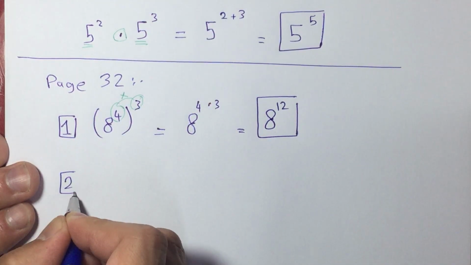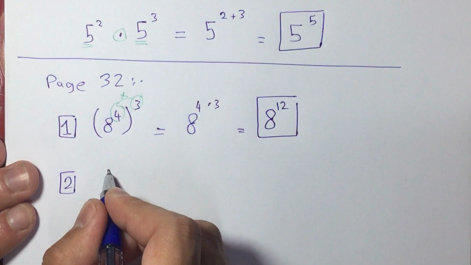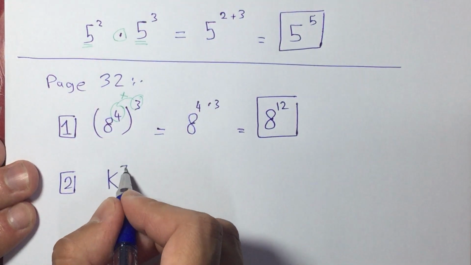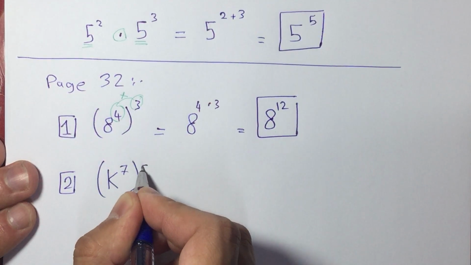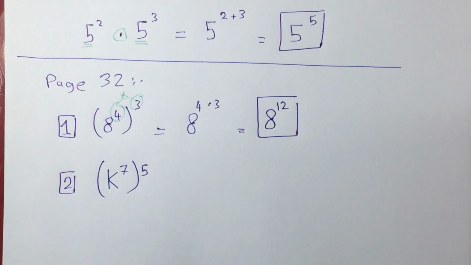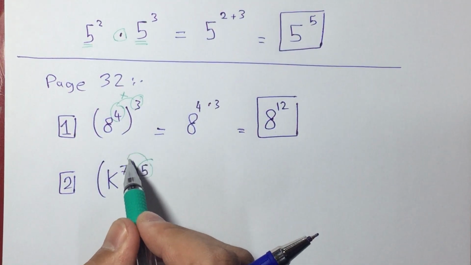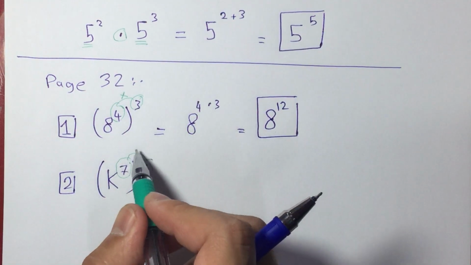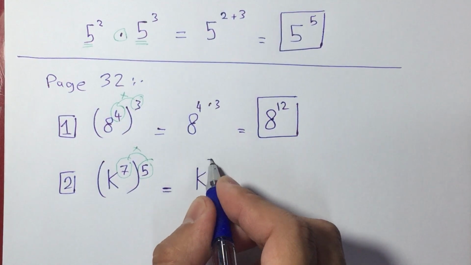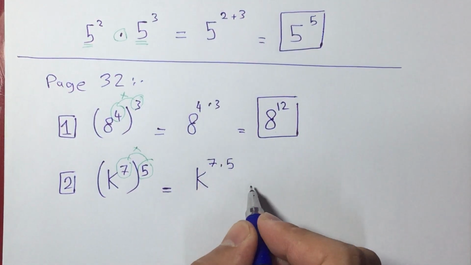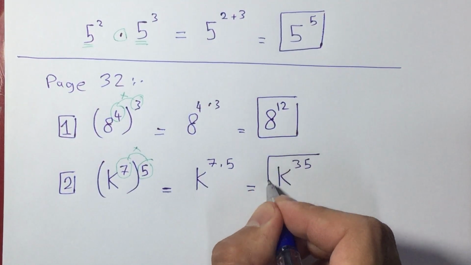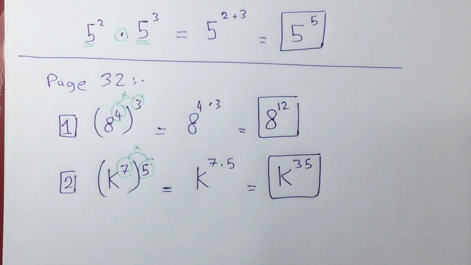Example number 2 from the same page. We have k, some variable, to the 7th power, and all of them to the 5th power. So we have a power of another power, so we multiply them. In this case, we will have k to the power of 7 times 5, which will give us k to the power of 35. Okay, as simple as it is.